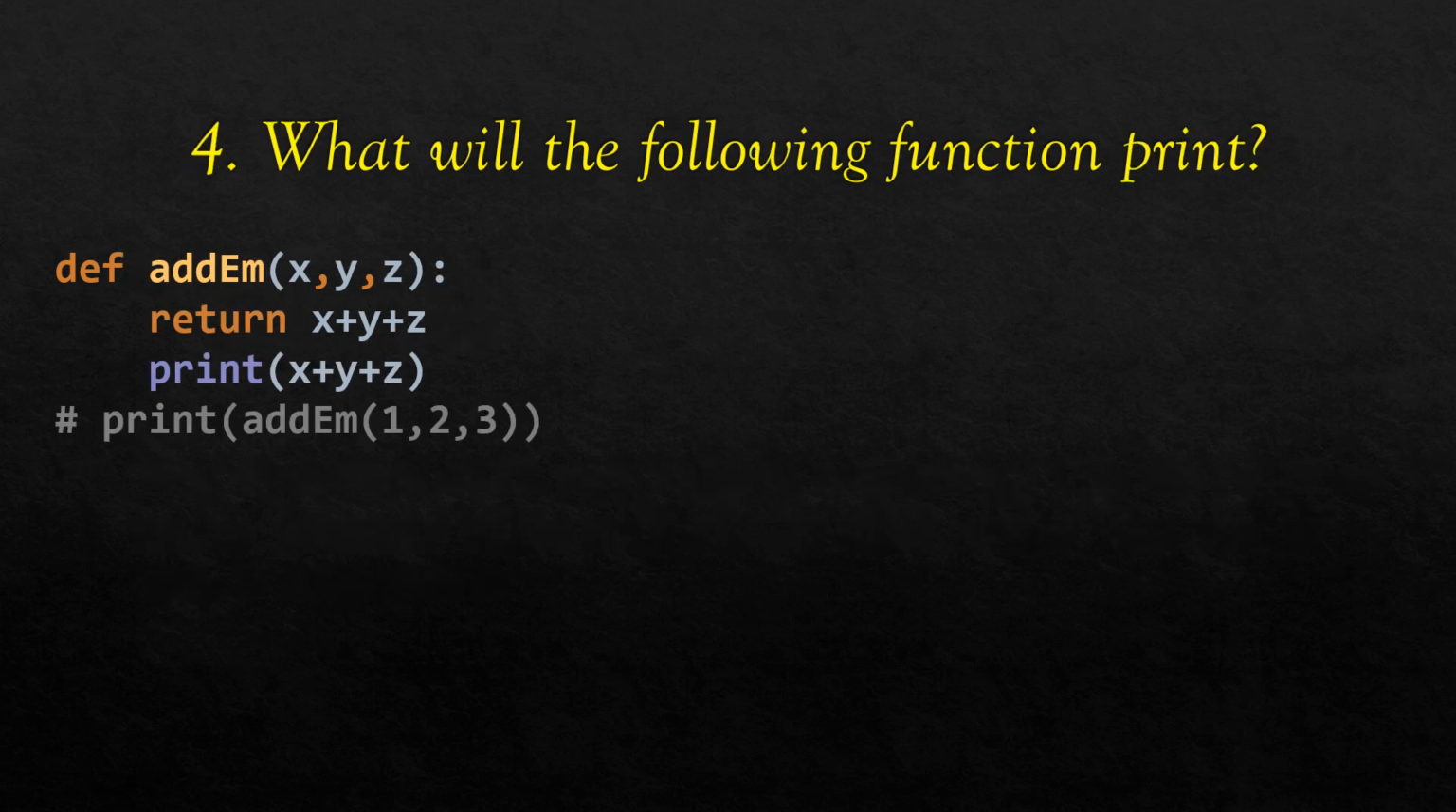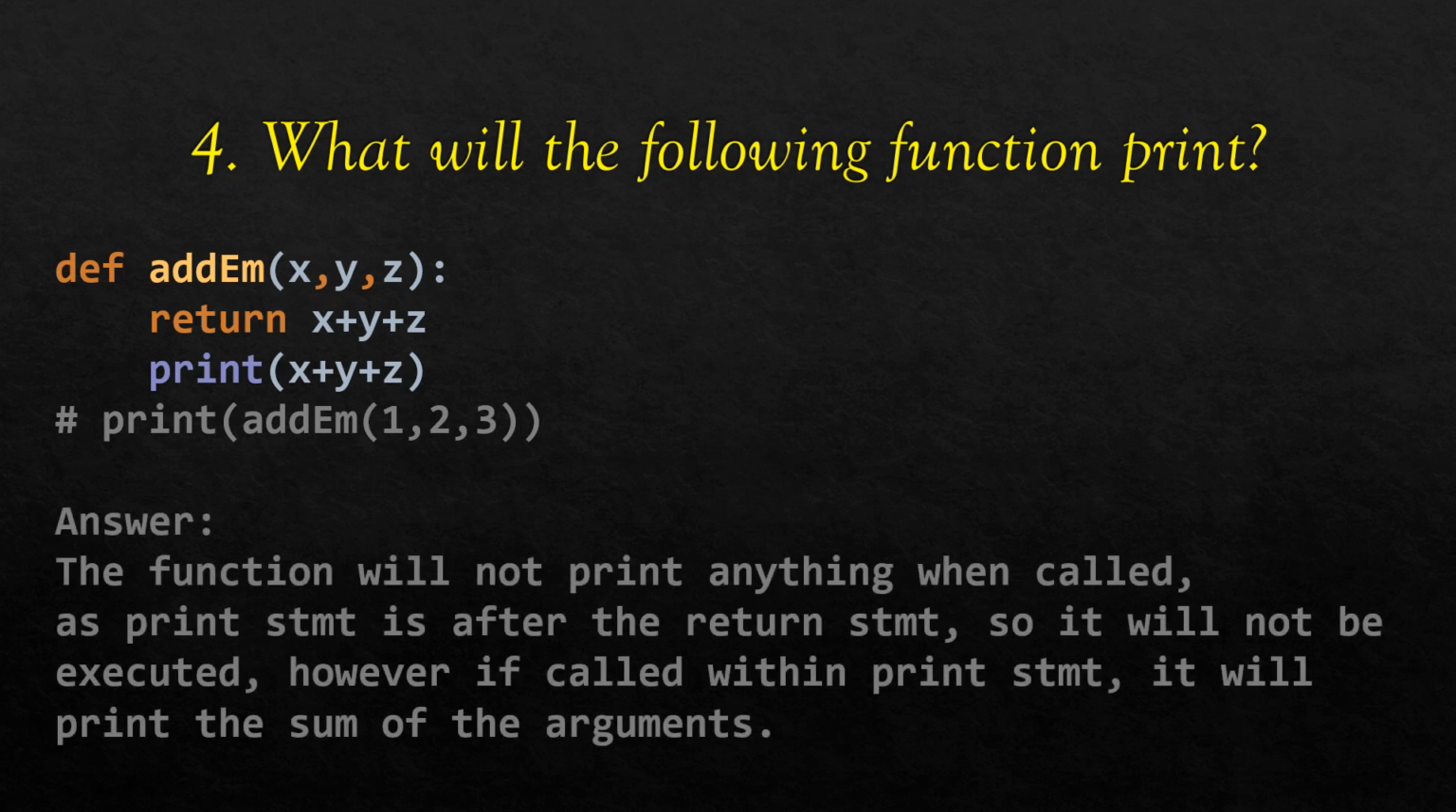Now the next question is what the following function will print. Here a function is defined and after that one return statement and after that one print statement is there. So what will happen here? The function will not print anything when called. Why? Because the print statement is written after the return statement.